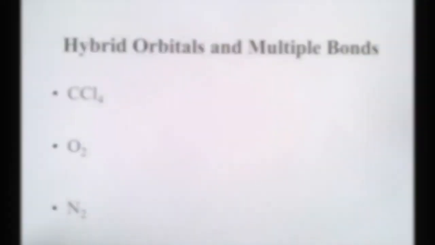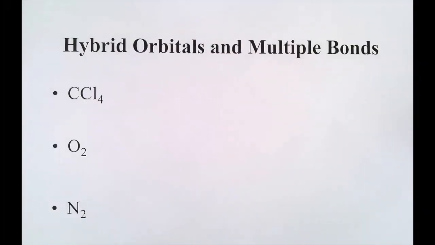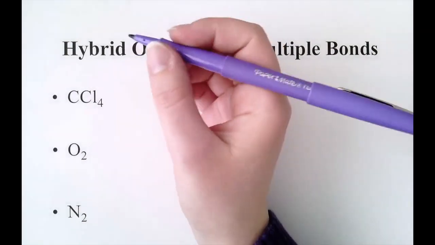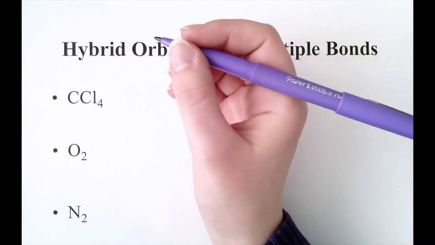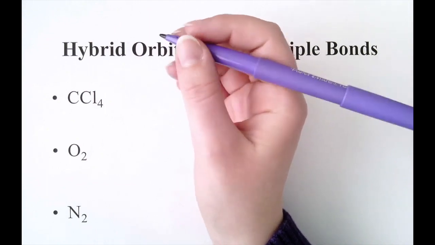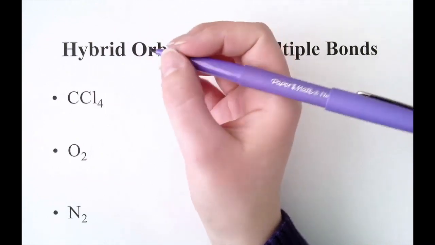So now let's do some practice with drawing some hybrid orbitals for carbon tetrachloride, oxygen gas, and nitrogen gas. Let's start by making the Lewis structure for carbon tetrachloride. One good thing to help you keep track of everything is to keep track of the total number of valence electrons that are going to be in your overall dot structure.